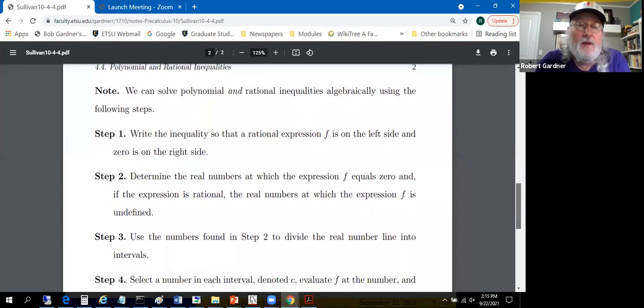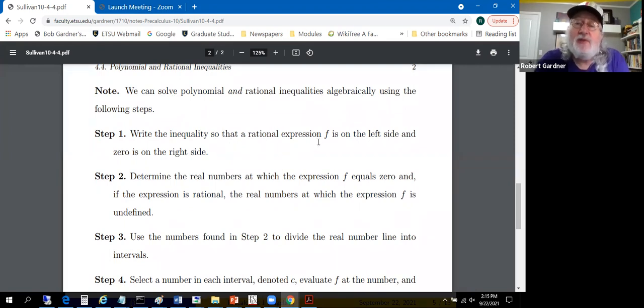Okay. The following steps apply both to polynomials and rational inequalities. Previously, those 4 steps we stated were for polynomials. In a polynomial, we don't have concerns about division by 0, but with rational functions we do, so this will have to be dealt with slightly differently. We can solve polynomial and rational inequalities algebraically using the following steps.